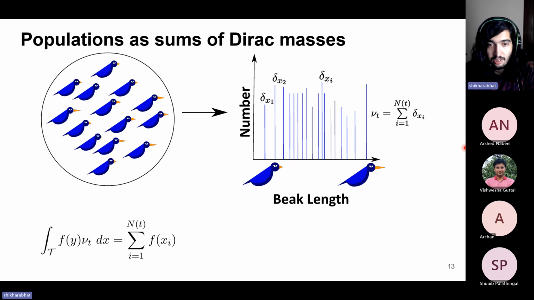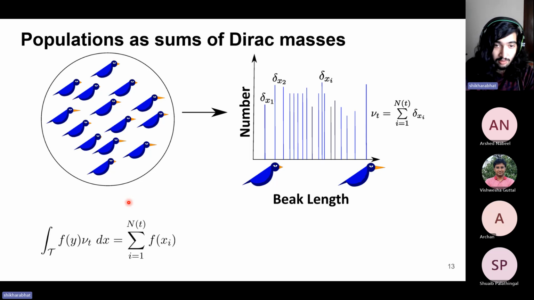For example, from the definition of the Dirac mass, if I have any function f and I integrate f times nu over the entire trait space, this means evaluating f at the point xi for every xi in the population. In other words, if I integrate f times nu, where nu is the population, over the trait space, this is the same as evaluating the function for every bird present in the population.